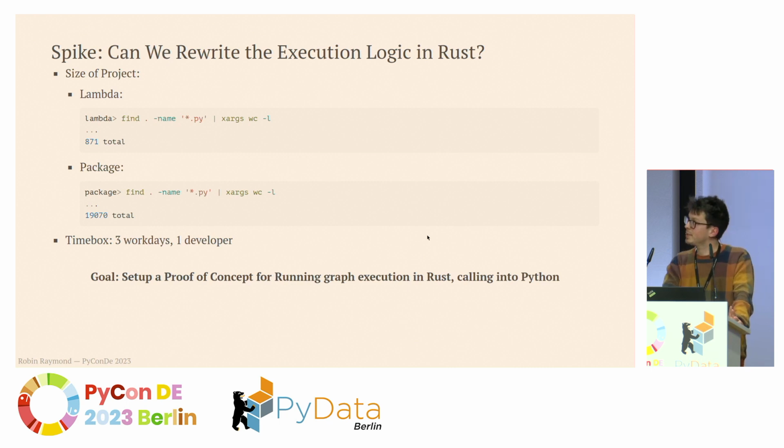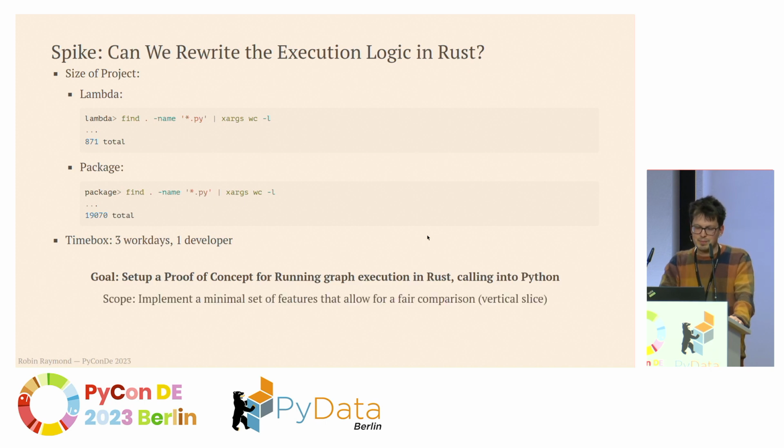Goal is to set up a proof of concept for running our execution in Rust, and then remember that there are these little Python snippets. So the question was, can we run this thing itself in Rust and call out to Python for executing the logic? Given all these constraints, we figured the only thing that makes sense is to implement a vertical slice. So we take one type of API call and implement that end to end, but we don't try to have full feature completeness because that's undoable within 3 workdays.